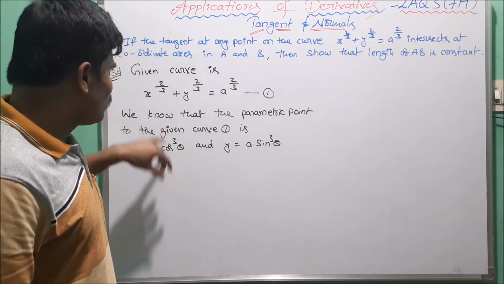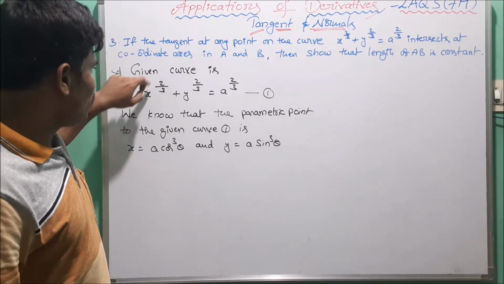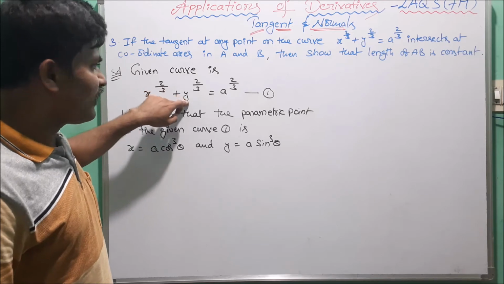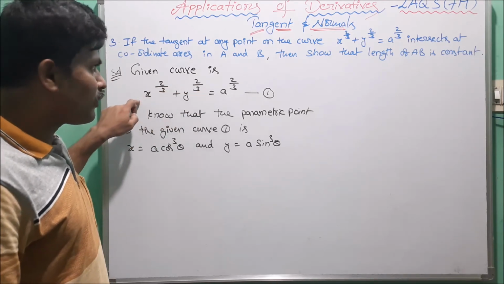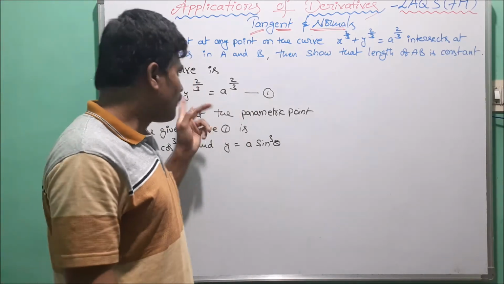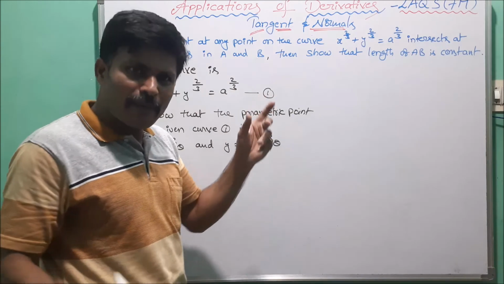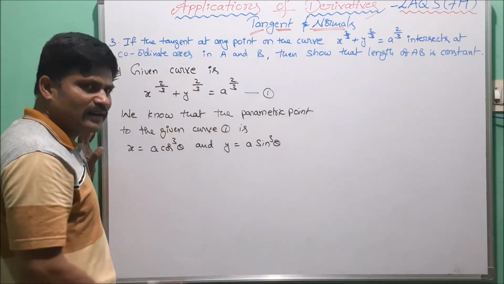Here we observe, we take a cos cube theta, so a^(2/3) into cos square theta, and this is a^(2/3) into sin square theta. Now we take common a^(2/3). Cos square plus sin square is 1. So a^(2/3) is always equal to a^(2/3). Now this is clearly a parametric point on the given curve.